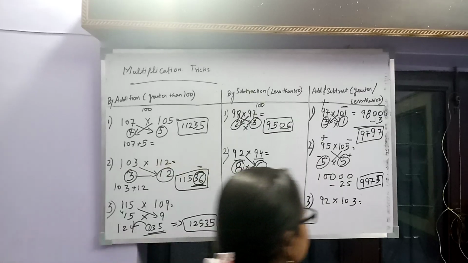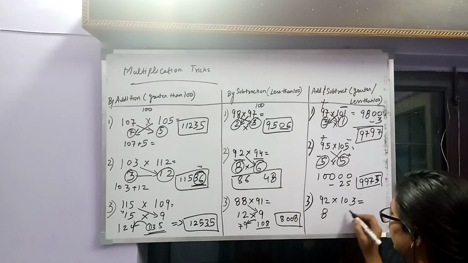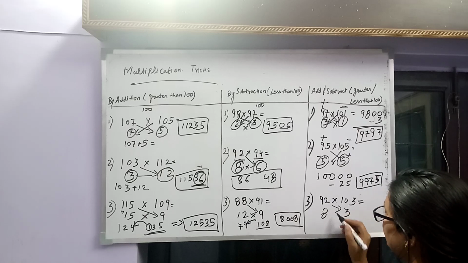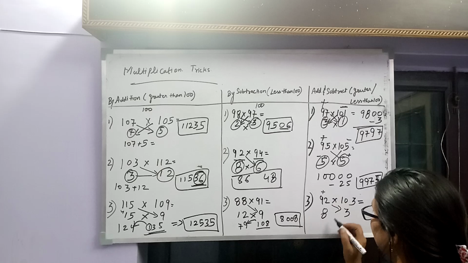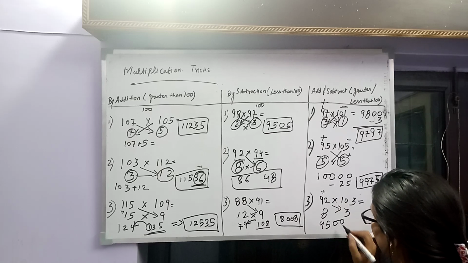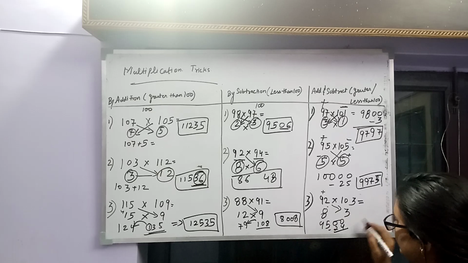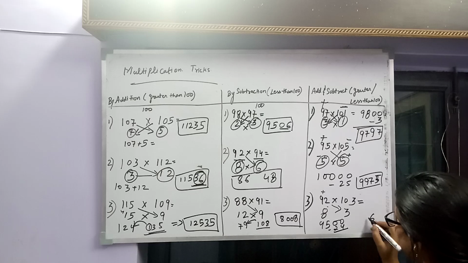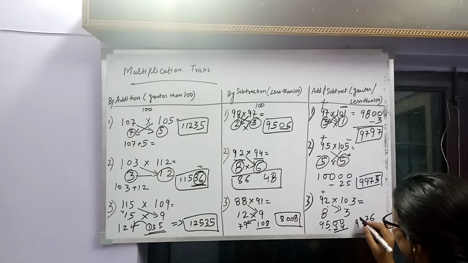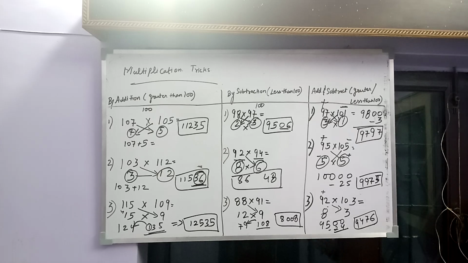Now again let's have another example. Here it is 8. Here it is 3. Here we will add, so we get 95. And we put 2 zeros, and we multiply: 8 into 3 is 24, and we subtract it from here: 9,500 minus 24 gives 9,476. So this is our answer. This is how we do the multiplication in these types of questions.